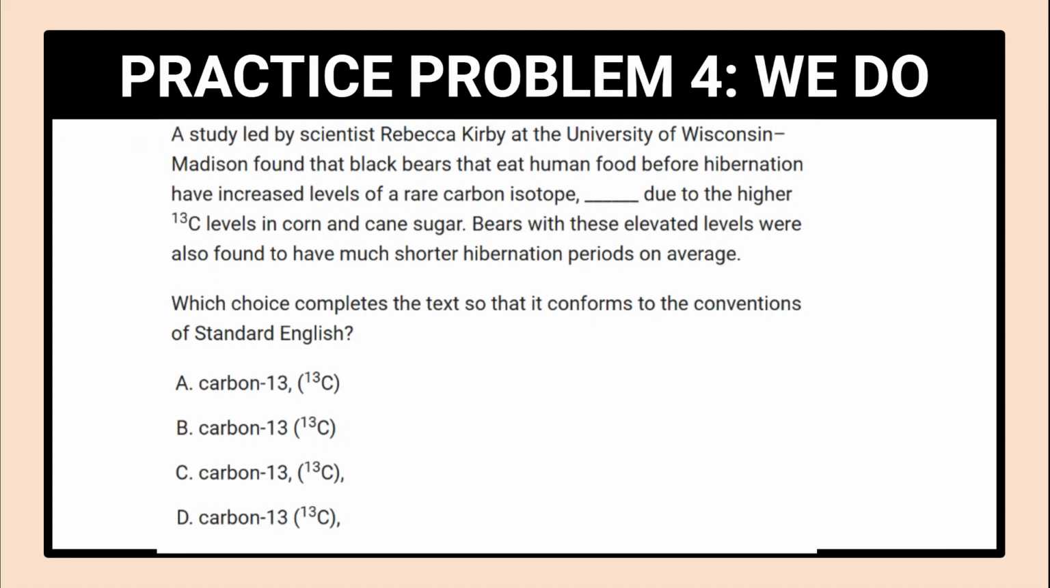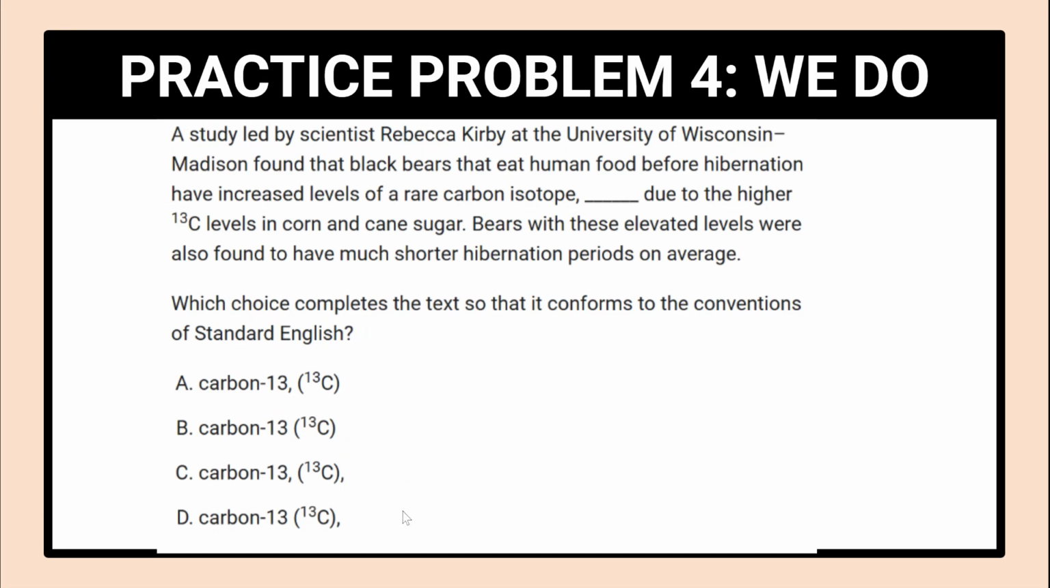The correct answer to this one is D. Now, the reason this would work, to find this one out, let's look at this part of here. Of a rare carbon isotope, and then have increased levels of a rare carbon isotope due to the higher 13C levels in corn and cane sugar. Without this section over here, we can see that the text still functions properly, which means that whatever's in this underlined section isn't grammatically necessary, but the author wanted it to be there.